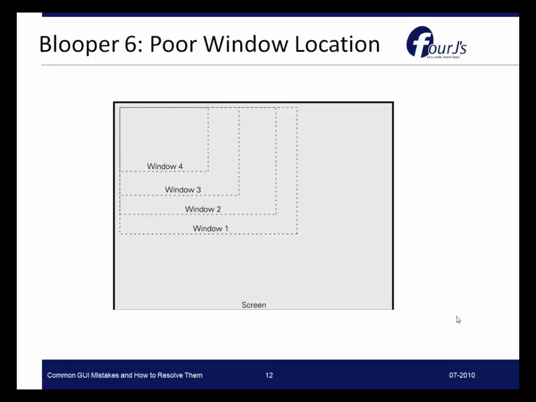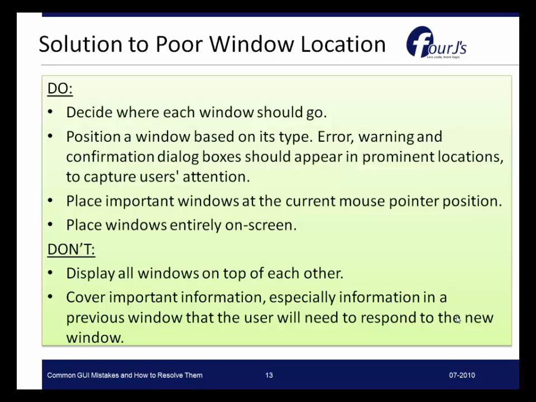Blooper number 6 is poor window location, and really what this means is just simply allowing the program to place the windows as it's going to place them and not taking into consideration where or how you'd like those windows to be placed. So things to think about with window location and window placement is that you actually spend some time deciding where each window should go, whether it's relative to the window that is opening it or specific to the mouse, or however you want to specify where the window should go.